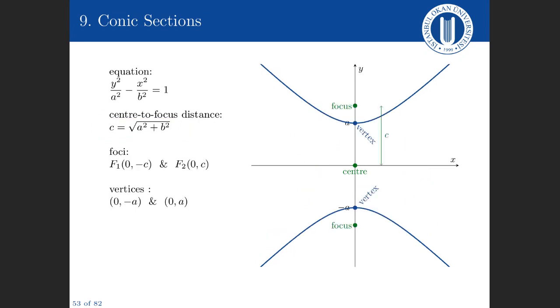We might also rotate everything 90 degrees. Instead of x squared over a squared minus y squared over b squared equal to 1, we swap the positions of x and y, so now y squared over a squared minus x squared over b squared is equal to 1. Center to focus distance equation is the same. Foci are now at 0, minus c and 0, c, because they're on the y-axis, and the vertices 0, minus a, 0, a.